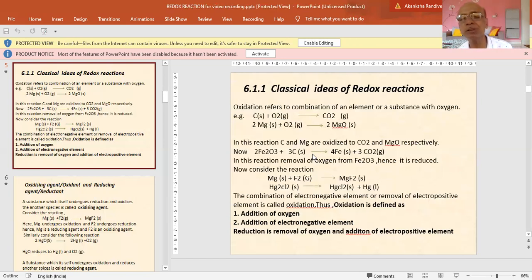So Hg2Cl2 is converted into HgCl2. So metal, that is Hg, is removed from Hg2Cl2. That means removal of electropositive element is also called an oxidation.